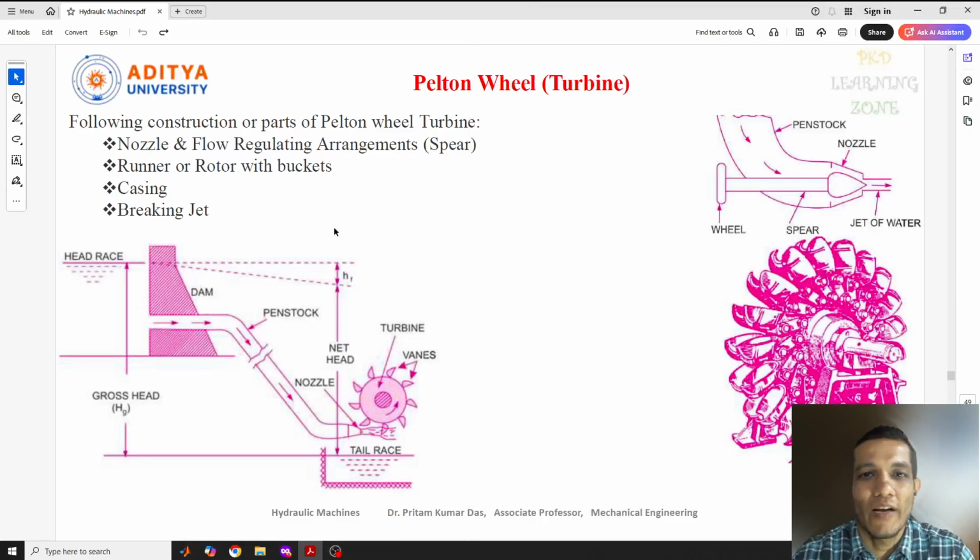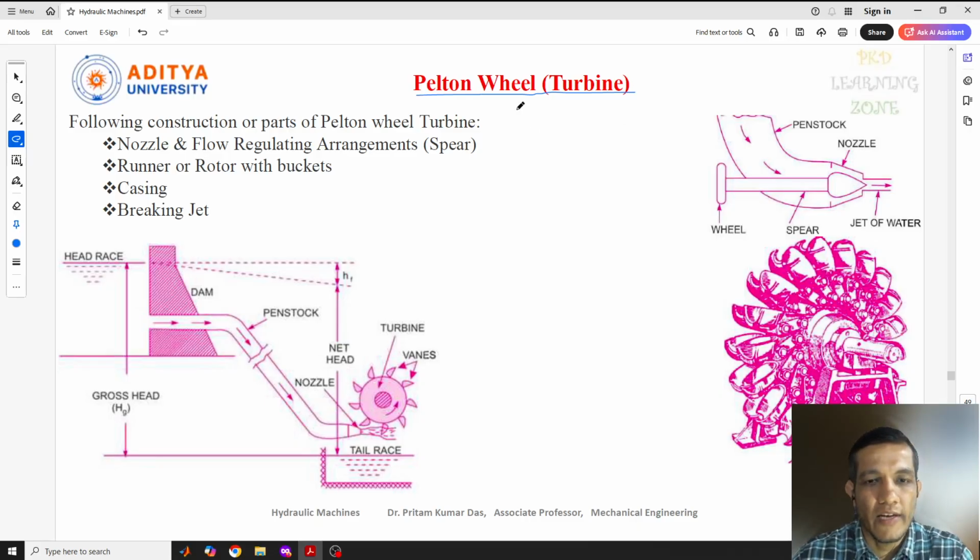Hi everyone, welcome to this new lecture of hydraulic machines. In this lecture, we'll discuss a new topic regarding the Pelton wheel turbine, or we can say the working principle of a Pelton turbine. In our last lecture, we have seen different types of turbines, and in that we have discussed the Pelton wheel also.